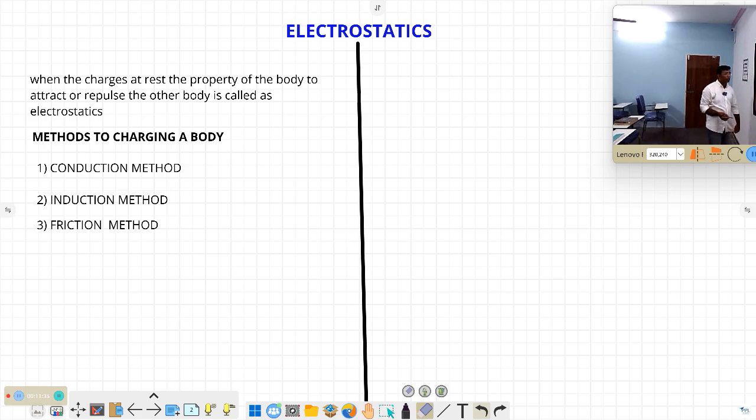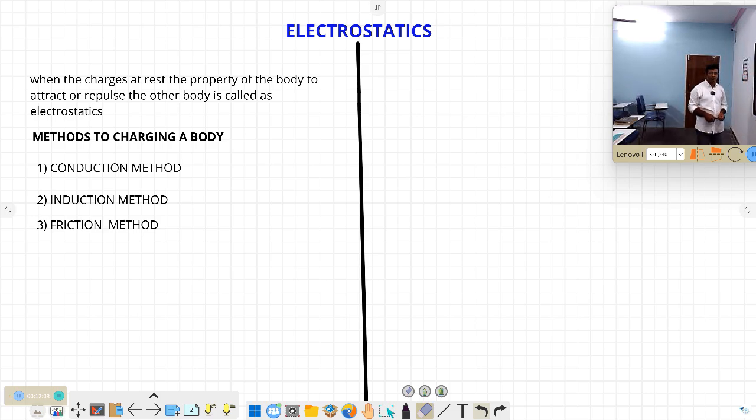Next, we are going to discuss methods of charging a body. How many ways can we charge a body? We have three methods of charging a body, because there are a lot of bodies we use every day, and all bodies will not attract other bodies. That means they are not charged. If a body is said to be charged, it is going to attract or repulse; either one of the properties it exhibits. If it is not showing that, it is not a charged body. So how can we make a body charged? There are three methods.